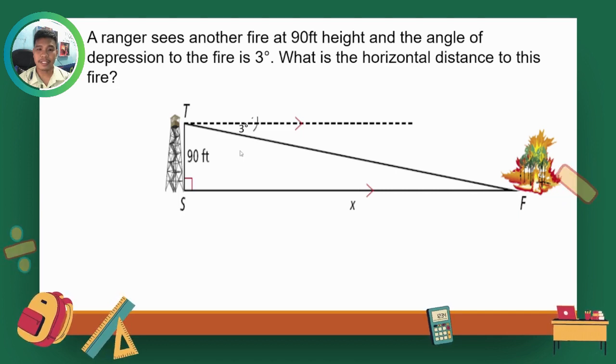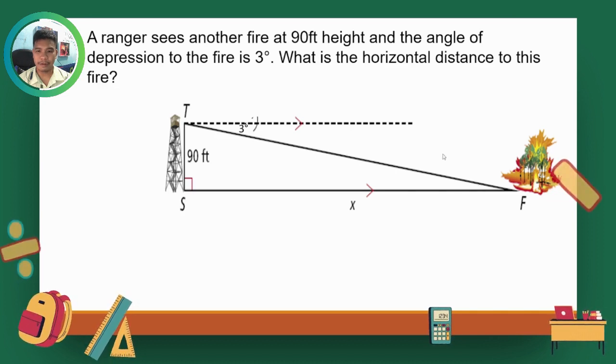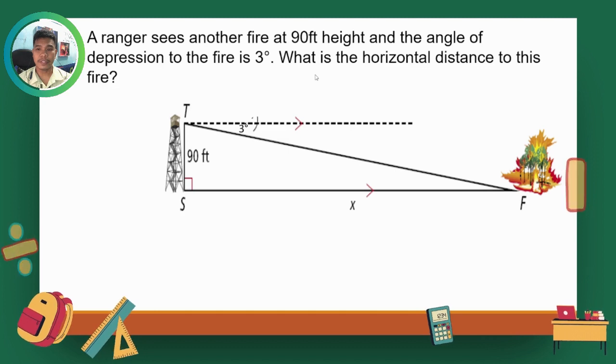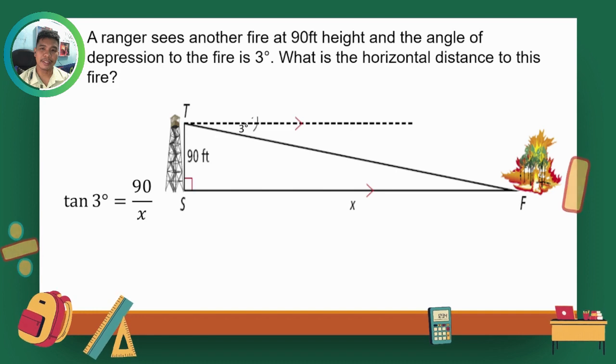So from this reference angle, the 90 feet here, which is the height of the ranger, is opposite angle F. And we are looking for the horizontal distance, which is the side SF, also represented as X. And this is the adjacent side. So therefore, we're going to use the tangent theta. Tangent 3 degrees is equal to 90, which is the opposite side, over X, which is the adjacent side.